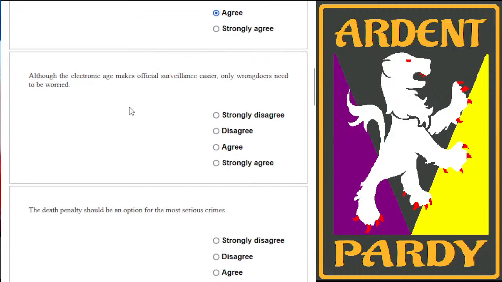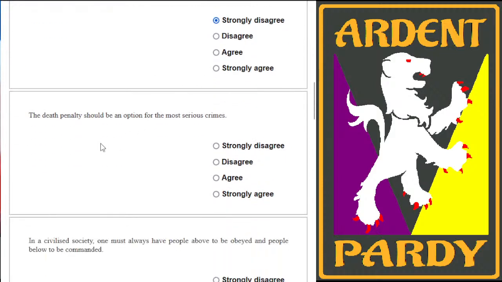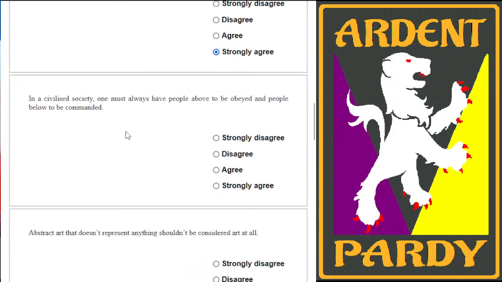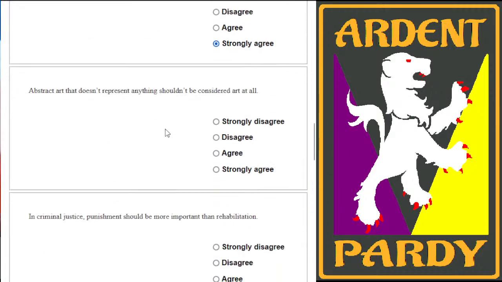Although the electronic age makes official surveillance easier, only wrongdoers need... Yeah, no, if you got nothing to hide, you got nothing to worry about, fuck off. The death penalty should be an option for the most serious crimes. Abso-fucking-lutely. In a civilized society, one must always have people above to be obeyed and people below to be commanded. I strongly agree. Hierarchy is important.